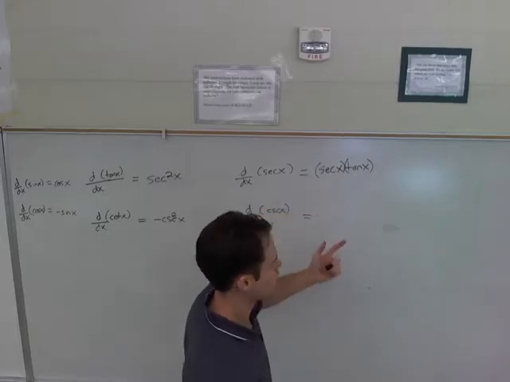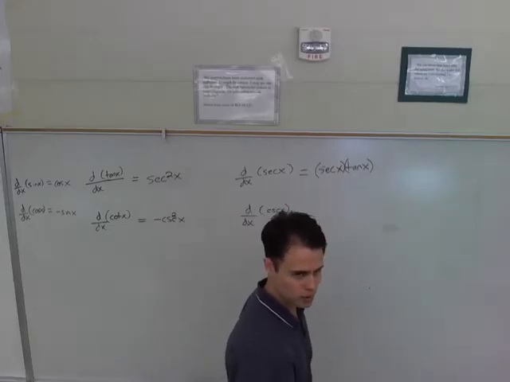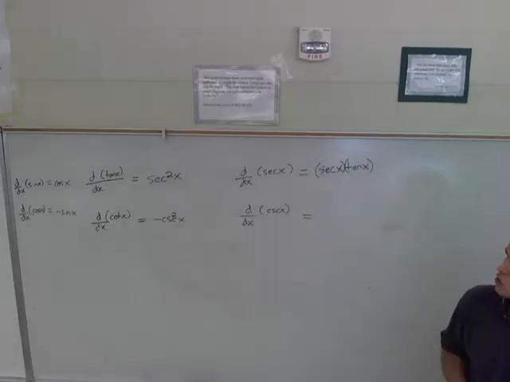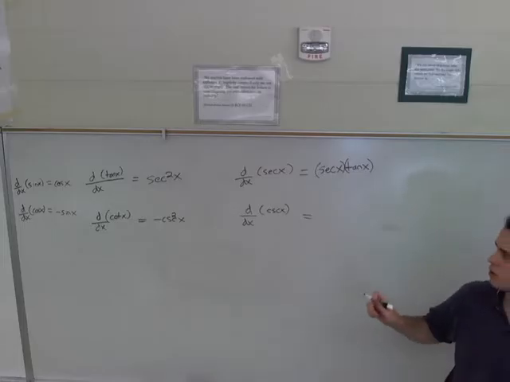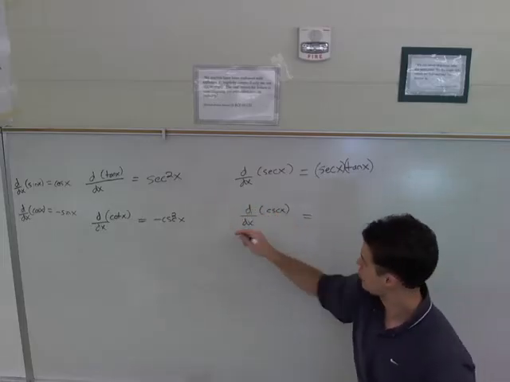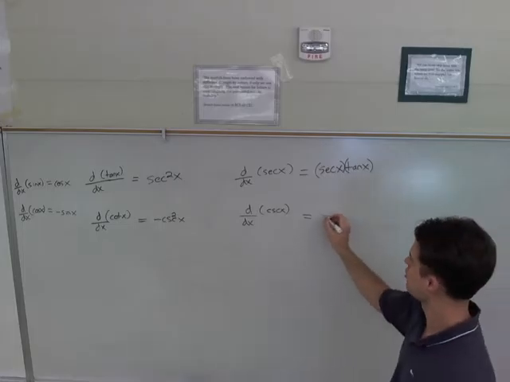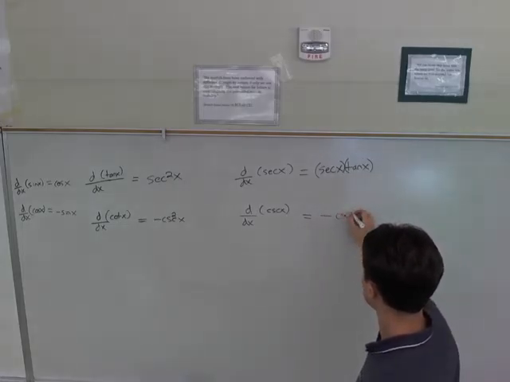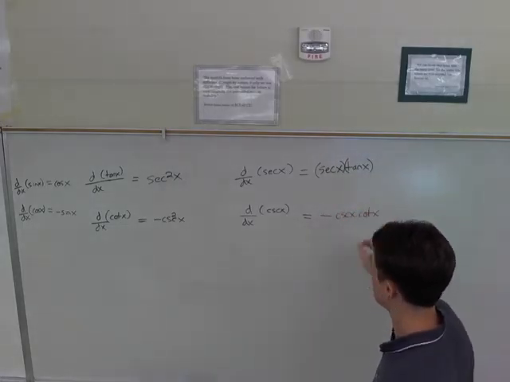And then this one, what do you think is going to happen? Anybody got a guess on what this is just based on the pattern? Cosecant x. Negative cotangent x? Or is it against it? Cosecant x, cotangent x, that's right.